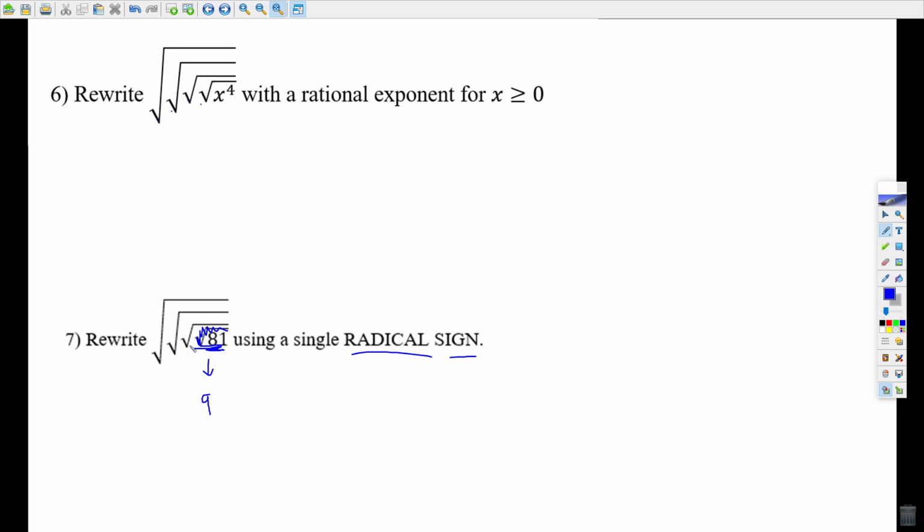How many more do we have? 1, 2, 3. So now we have the square root, square root, square root. See, I took care of one by doing the square root of 81 and got 9. Hopefully that makes sense. Square root of 81 is 9. So there's 3 left, but guess what? I can do square root again.